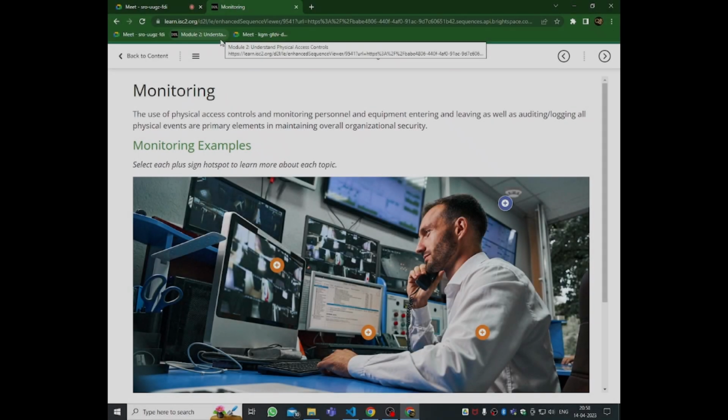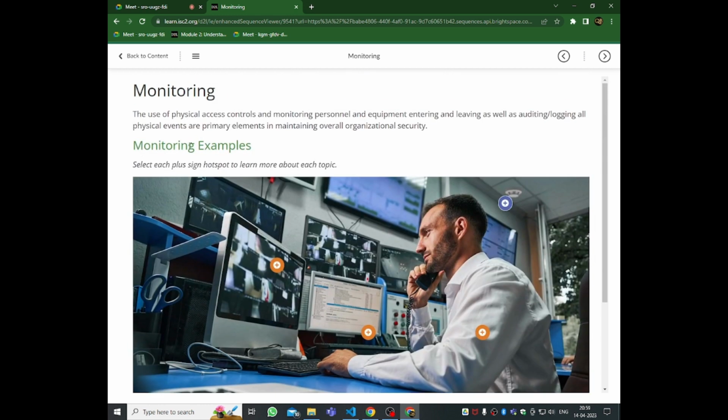Going to learn about monitoring. The use of physical access control and monitoring personnel and equipment entering and leaving, as well as auditing and logging all physical events, are primary elements in maintaining overall organizational security.